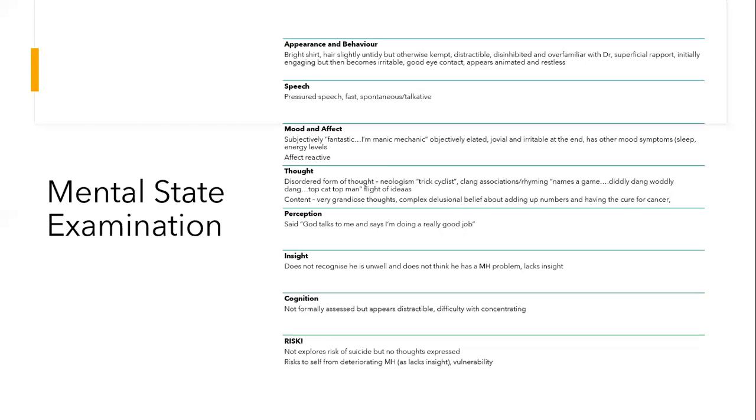The next section is cognition. This was not formally assessed during this interaction, but it has been sort of grossly assessed. He appears distractible and has some difficulty with concentrating. So I feel his cognition is impaired, and that may affect his understanding of information. So again, that's something else that I have doubts about, whether he is really able to understand information about his mental health. And the next section is risk.